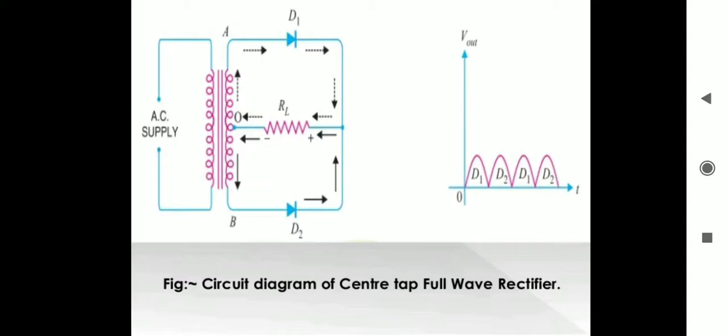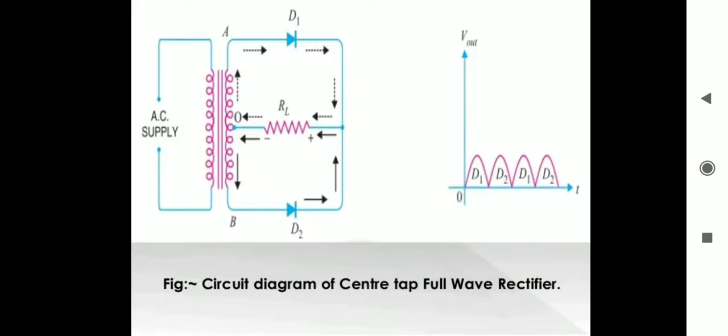In the negative half cycle, the secondary side shows the negative cycle. In the first case it shows the positive cycle, and in the secondary of the circuit diagram there is a negative cycle. This makes the diode D2 forward biased and diode D1 reverse biased.